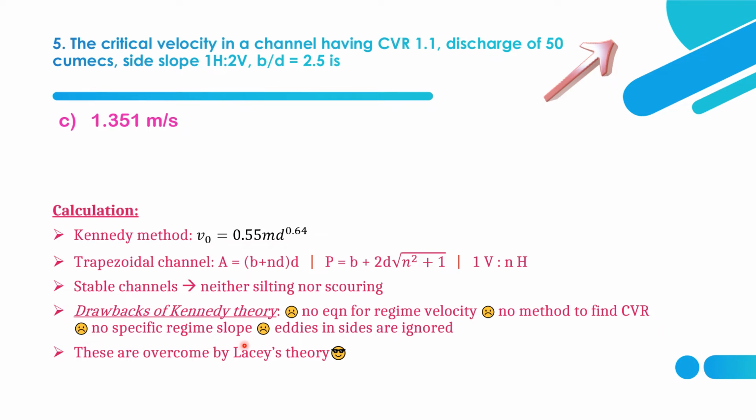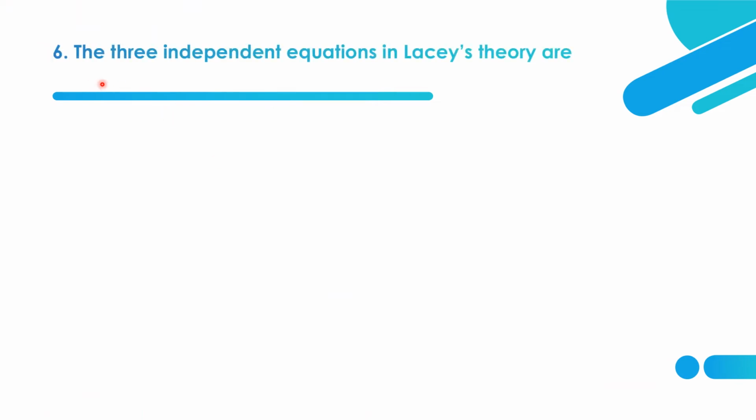There is no specific regime slope, and eddies in the sides are ignored. Eddies formed in the sides of the channel are ignored. So these are the drawbacks of Kennedy's theory. But these drawbacks are mostly overcome by Lacey's theory. Now we shall see the Lacey's theory in the next question. Now let's see the Lacey's theory question.